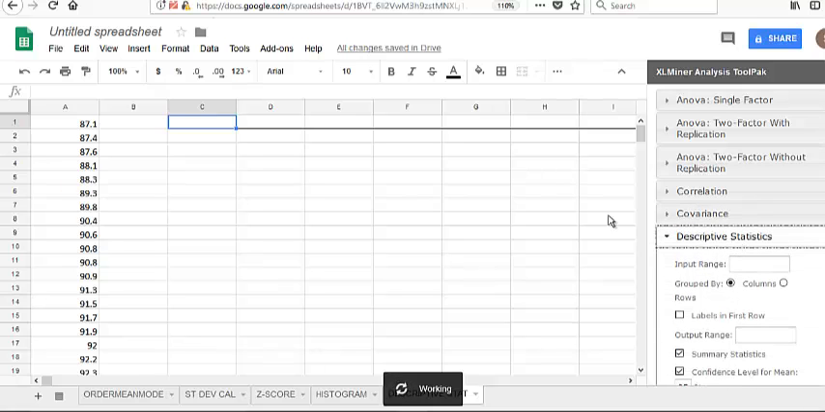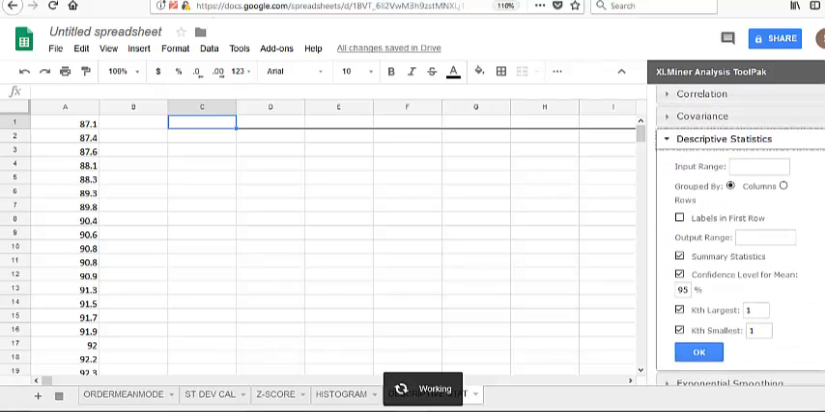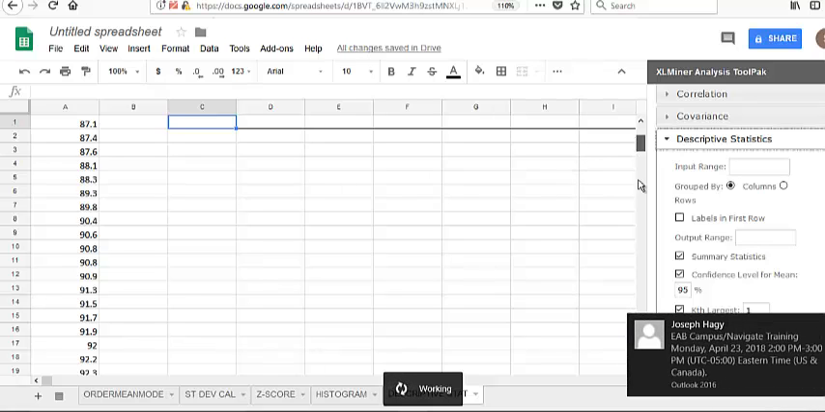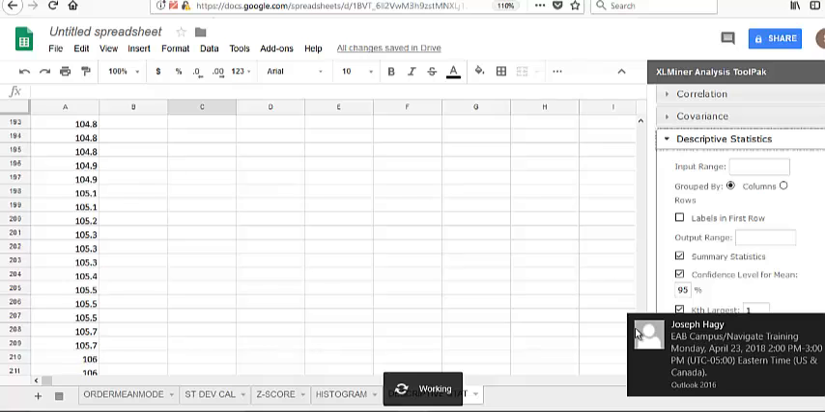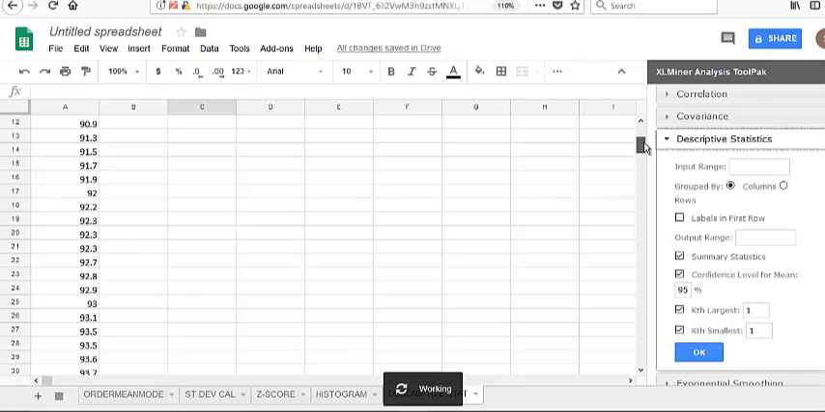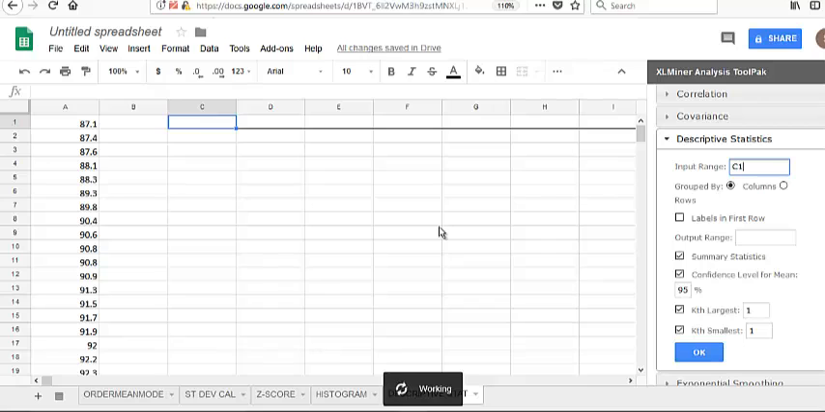So you go to descriptive statistics. With descriptive statistics, you have to specify your input range, and I think that one went okay. If you scroll down to the bottom, you'll see it goes all the way down to 240. If I click in the cell here, it's actually going to put where my cursor is. So if I just backspace and I do A1 colon A240, then that should work. Okay.